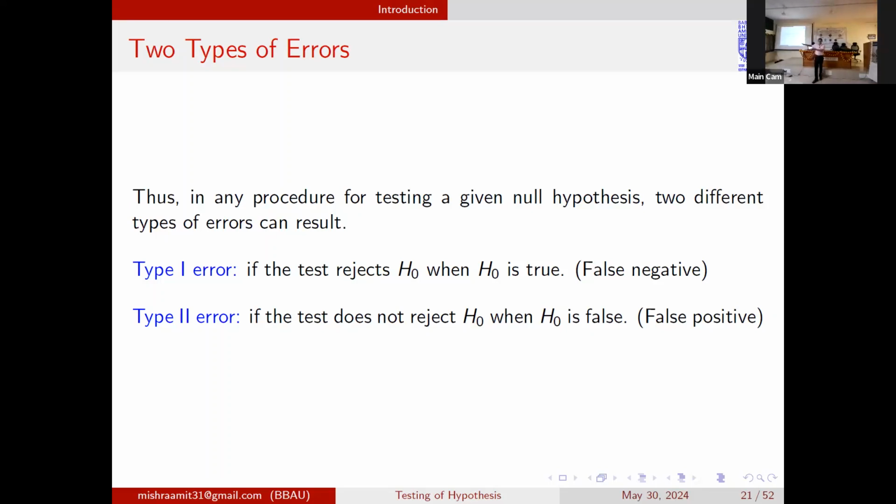Okay, so type 1 and type 2 errors are there, and the problem is we cannot fix both of them. That is the problem. If you are very strict, something will be fixed, something will not be fixed.